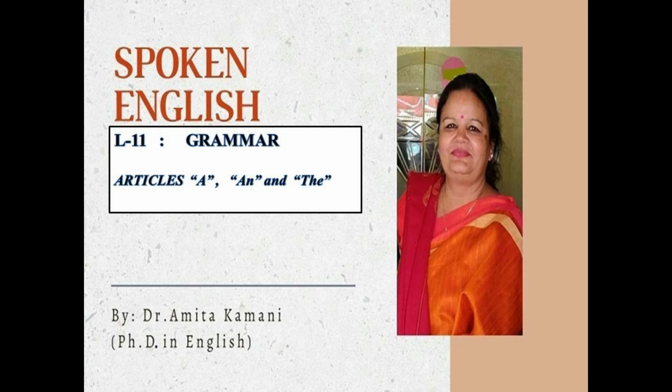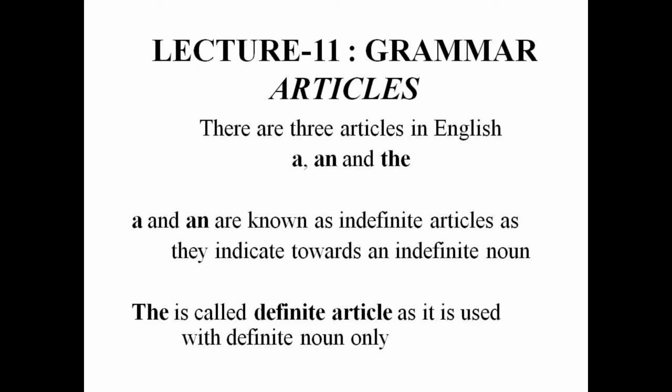Hi guys, today's video is on grammar and I'll discuss articles. Here, a and an are indefinite articles, whereas the is a definite article.